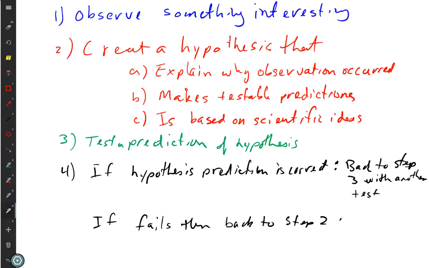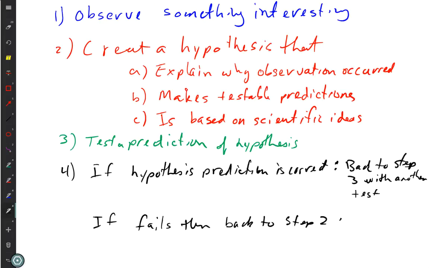Okay, so that's the next one. That's kind of hard, in my opinion. The next one is create a hypothesis. So it needs to be based on scientific ideas. It needs to have testable predictions. It needs to explain why it happens. So you can't say, well, it's because I need more sleep in the winter than I need in the summer.